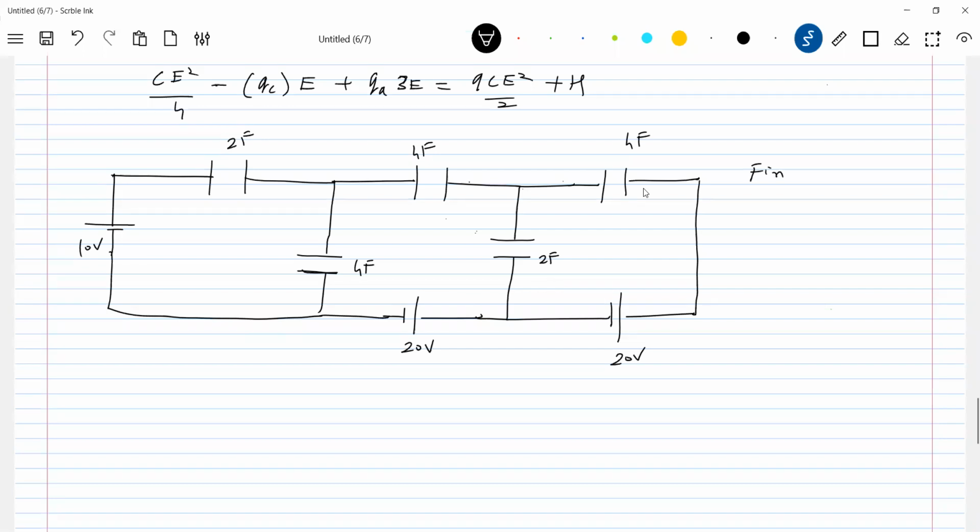Find the charge in all capacitors. No initial charge. No initial charge in the circuit.